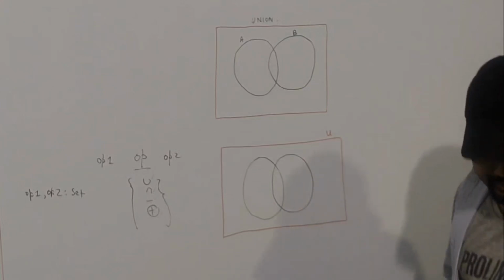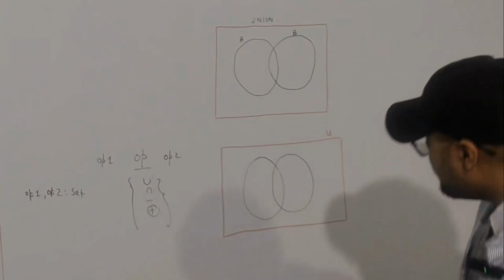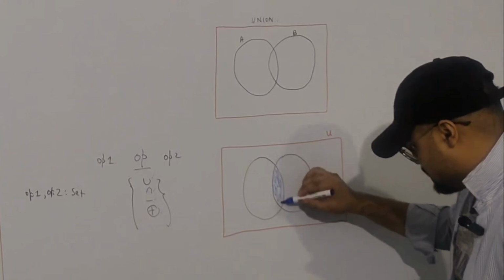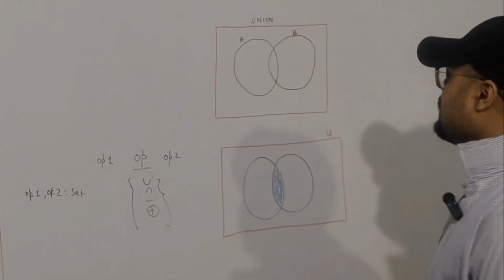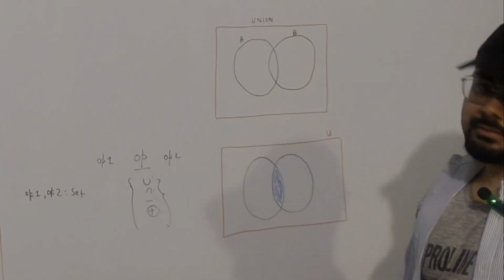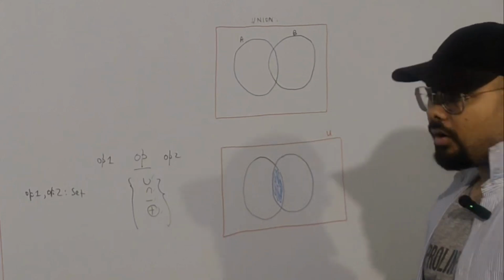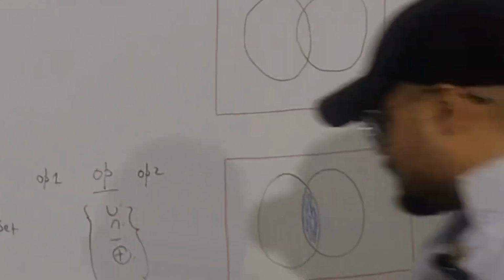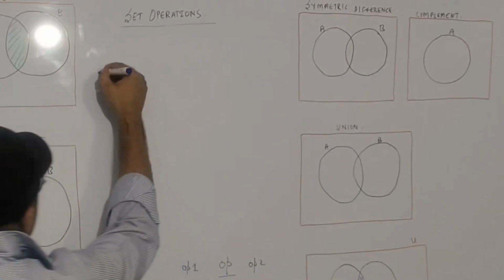Intersection gives you this portion, the common region. Union will give you all the elements that are in A or in B. It will just return everything. Okay, so what is a union? A union B.